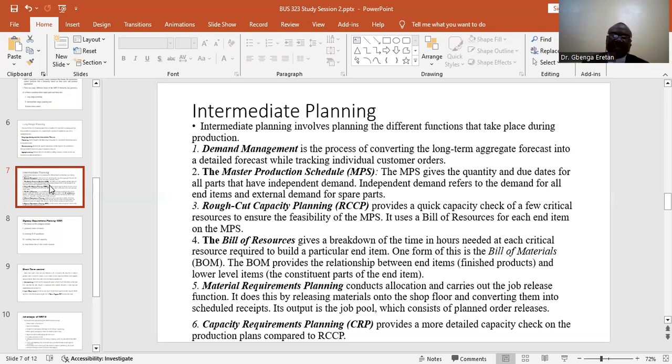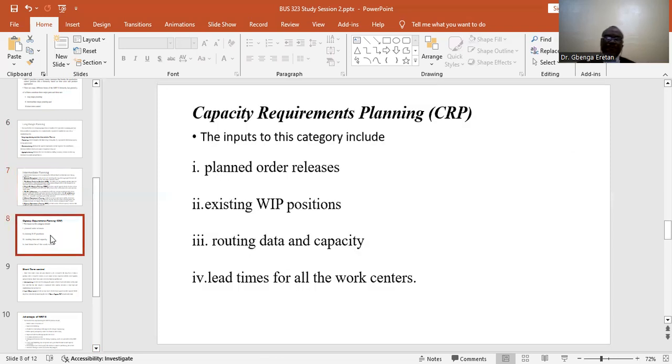And that is why we said that the CRP is better than the RCCP, because the CRP, which is the capacity requirement planning, provides a detailed check on the product that is produced and on the planned product in order to achieve the predetermined objective of the firm. We now look at capacity requirement planning, because it provides a detailed check on the product plan and on the product that is produced.